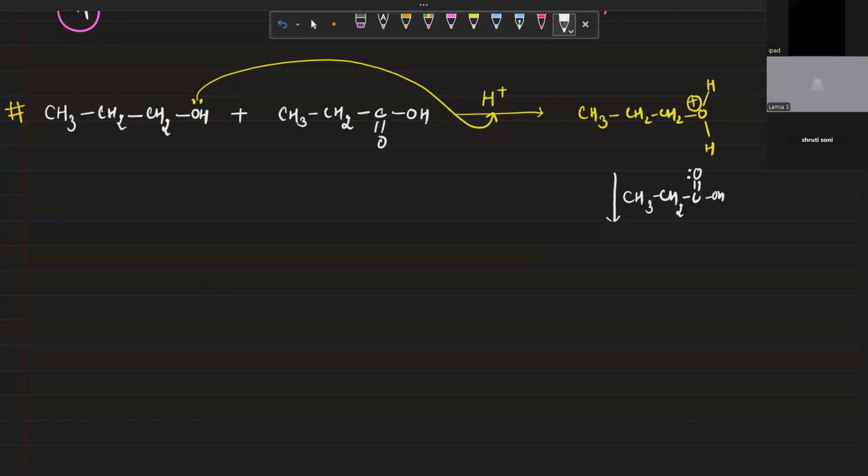So after it bonds, you're going to have a structure where the double bonded oxygen, the oxygen that connects to the carbon, will take this hydrogen from the alcohol.